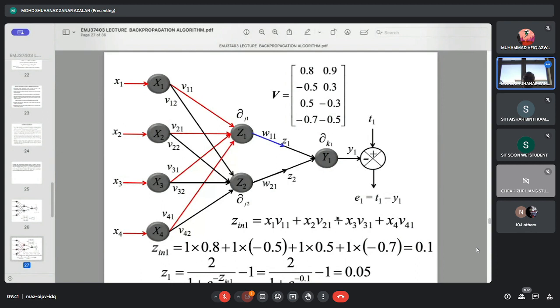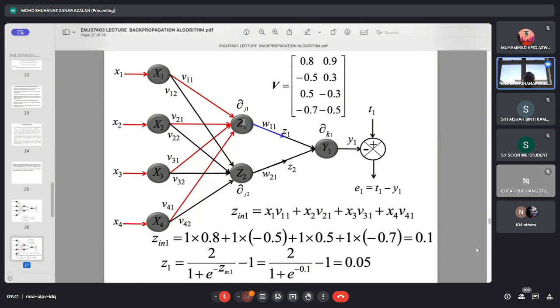First, we calculate the Z_in value here. The Z_in value is X, the input, times the weightage. So total Z_in is this plus this plus this: V11 times X1 plus V21 times X2 plus V31 times X3 plus V41 times X4. Okay, so we get Z_in1.